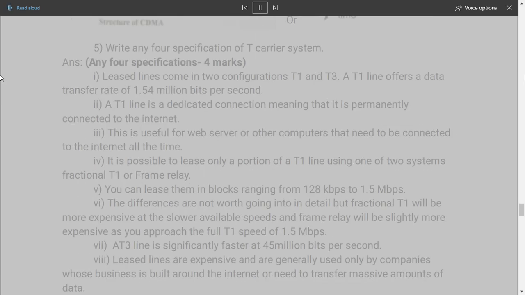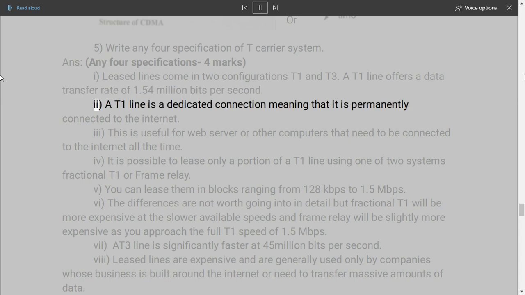Question 5. Write any 4 specifications of the T-carrier system. Answer: any 4 specifications, 4 marks. 1. Leased lines come in 2 configurations, T1 and T3. A T1 line offers a data transfer rate of 1.54 million bits per second.